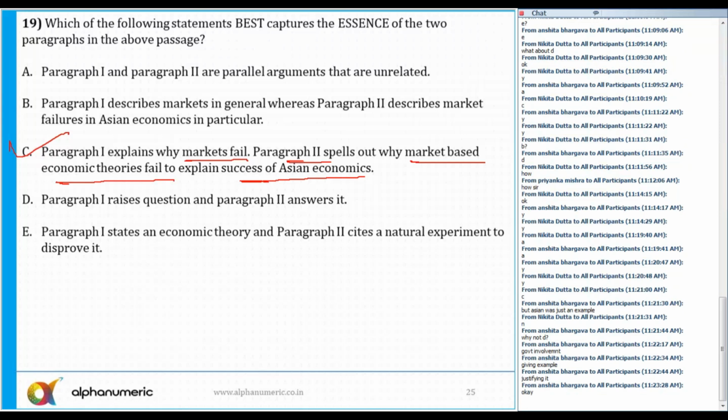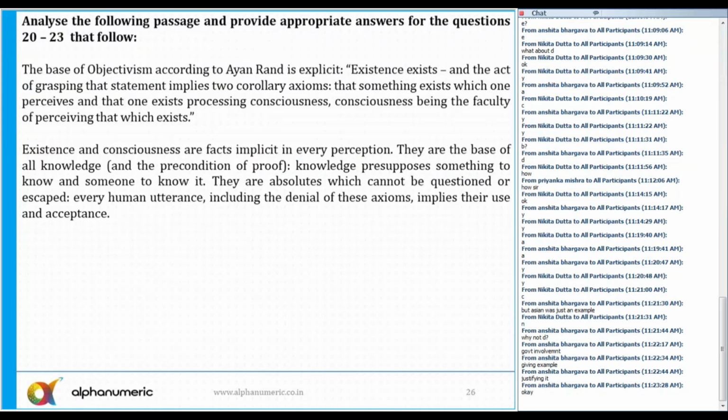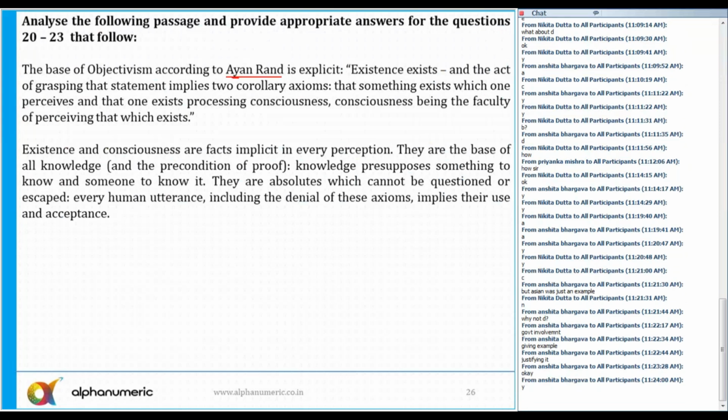Okay. Now let's come to question 20 to 23 based on this passage. According to Ayn Rand, all of you must have heard about Ayn Rand, the very famous author who has written the novel Fountainhead. Her theory is called objectivism. And what is objectivism? According to objectivism, existence exists.